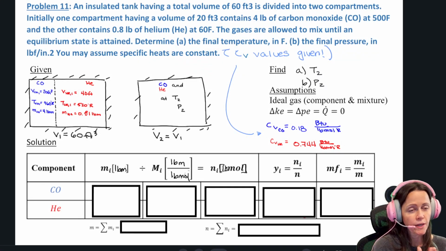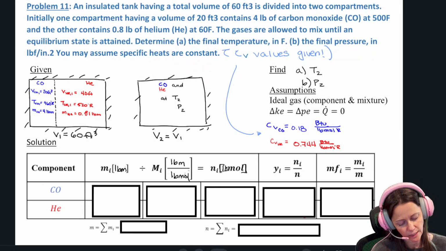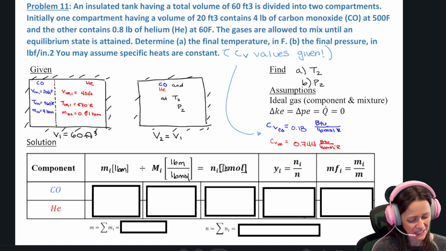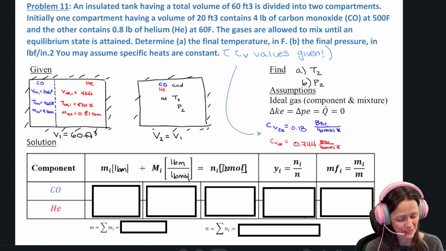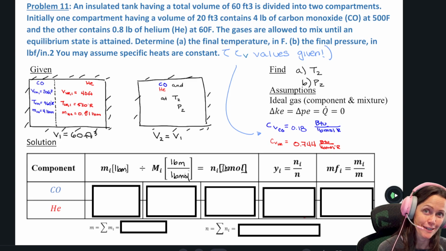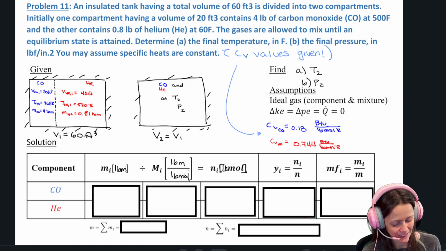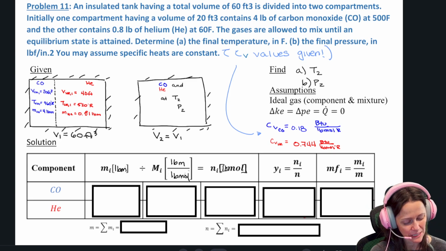All right, so we are starting with problem 11. Make a couple of corrections. Sorry about the units on the table. So it did have SI units. Make sure you fix that. Put that in English units.